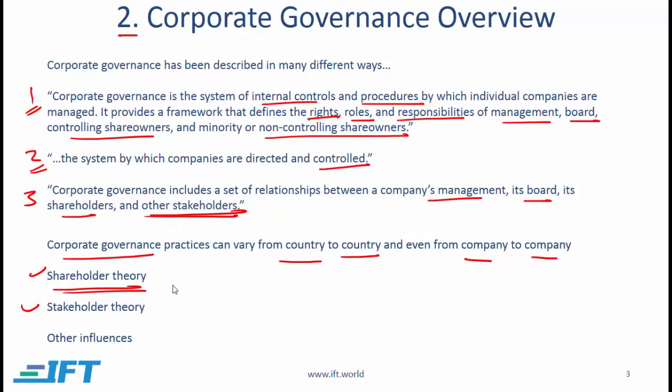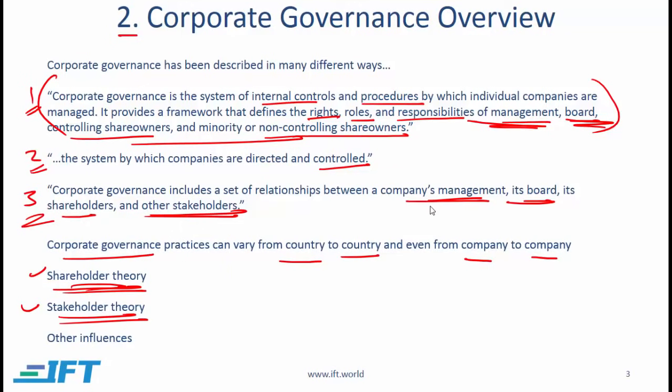And in fact, you'll find this definition in many traditional textbooks. If you notice, the first definition is somewhat aligned with shareholder theory because it emphasizes the relationship between management, the board, and shareholders. The board, in a sense, represents the shareholders. The third definition seems to align with shareholder theory because not only is it talking about the relationship between the management, the board, and shareholders, but it also talks about other stakeholders. And this is something we'll discuss in more detail later.